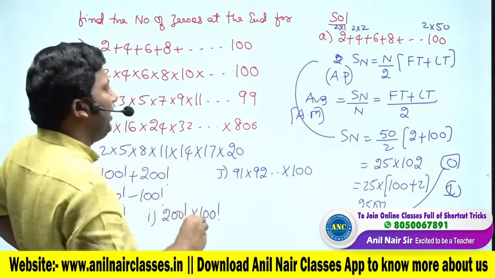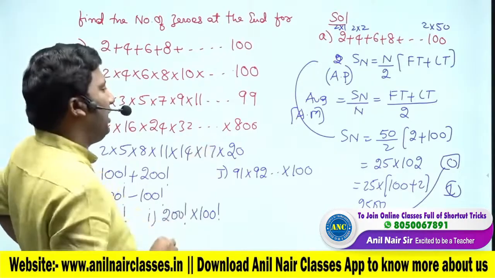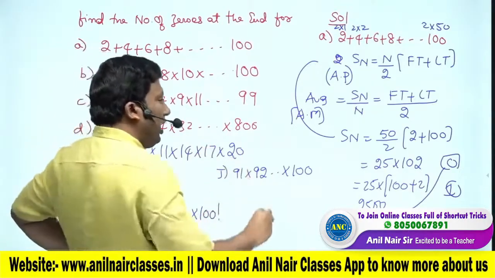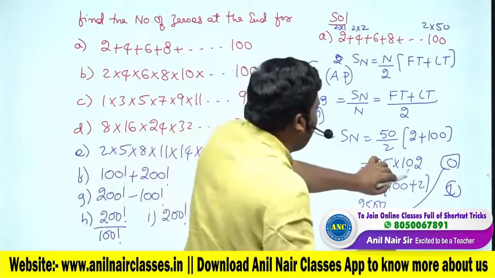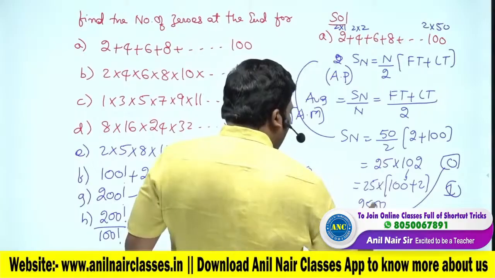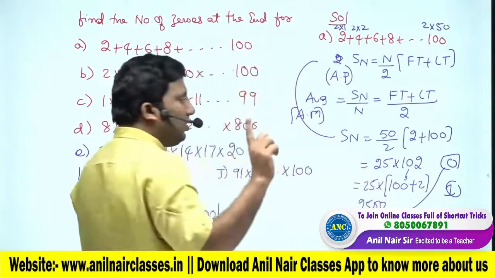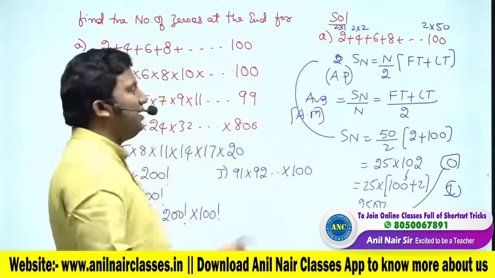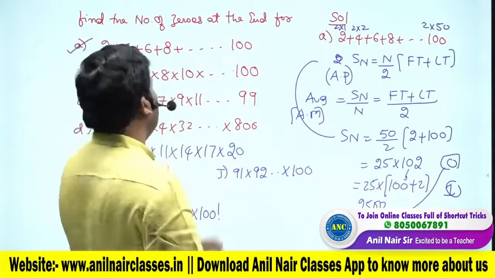So n is 50. First term is 2, last term is 100. 25 into 102. 102 can be written as 100 plus 2. 2500 plus 50 is 2550. How many zeros are there at the end? One zero is there at the end. First question, it is over.